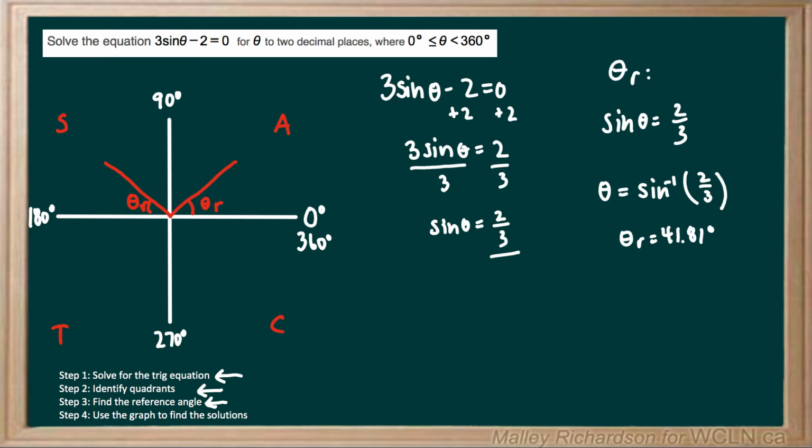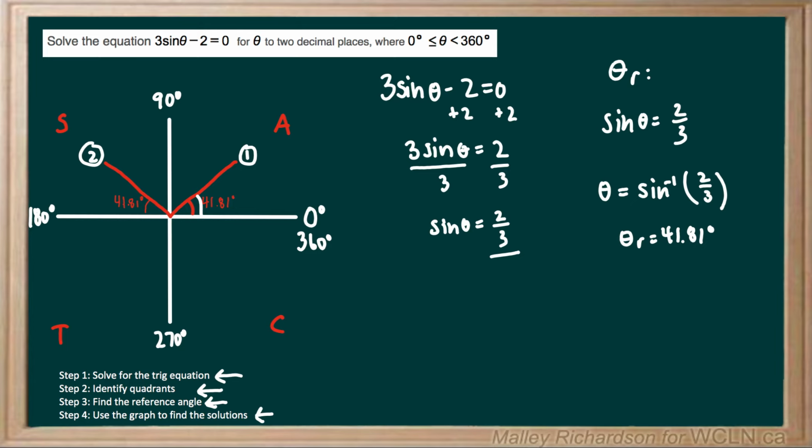So now let's write this on our graph. Inside our reference angles, we have 41.81 degrees in both quadrants. Now that we found our reference angle, let's use our graph to find our solutions. In this question, we want to find the standard position of terminal arm 1 and terminal arm 2. To find the standard position angle of terminal arm 1, we simply use the reference angle.